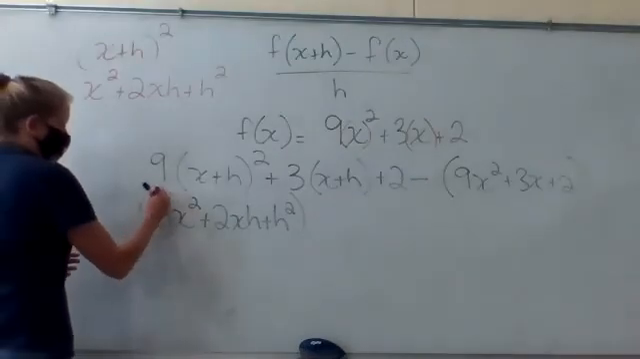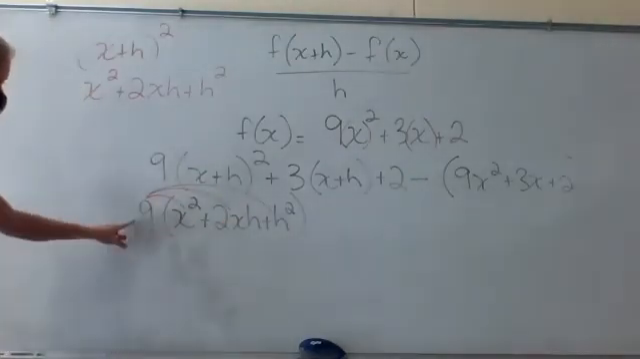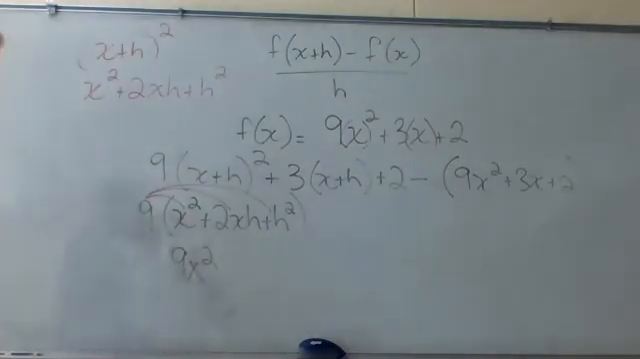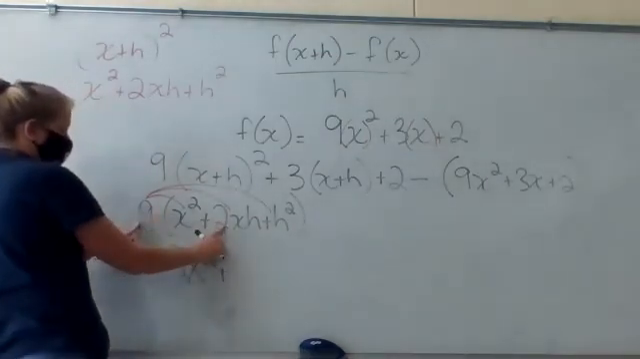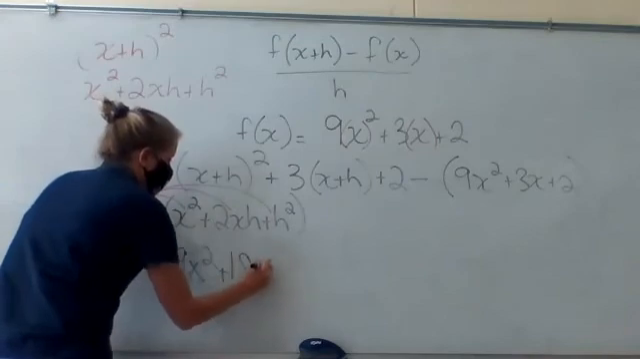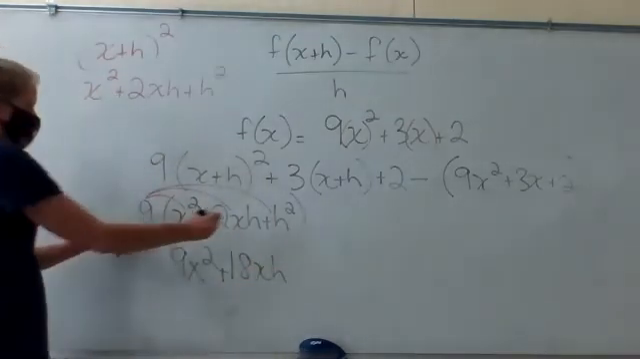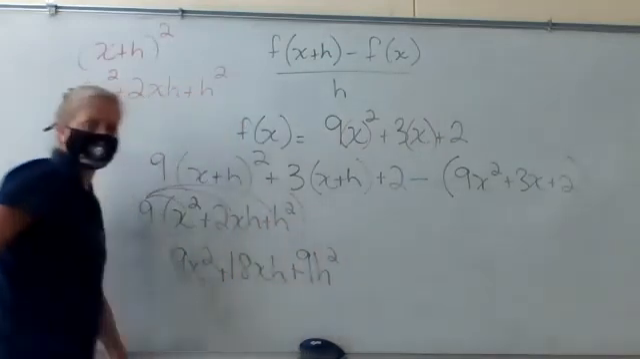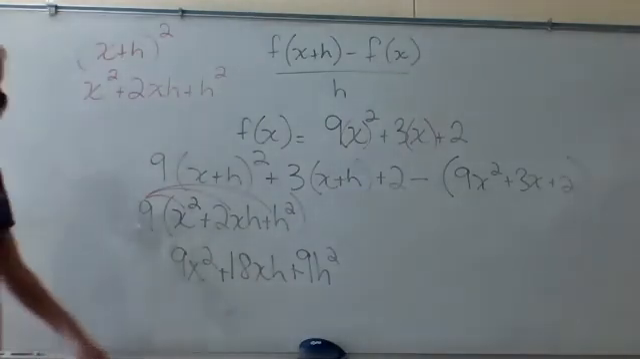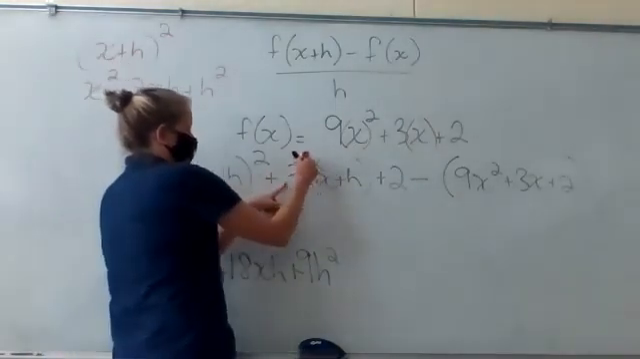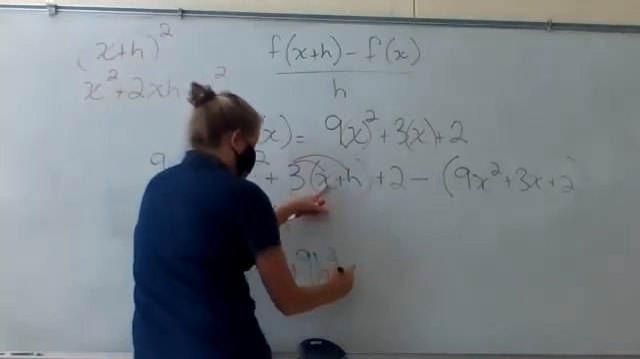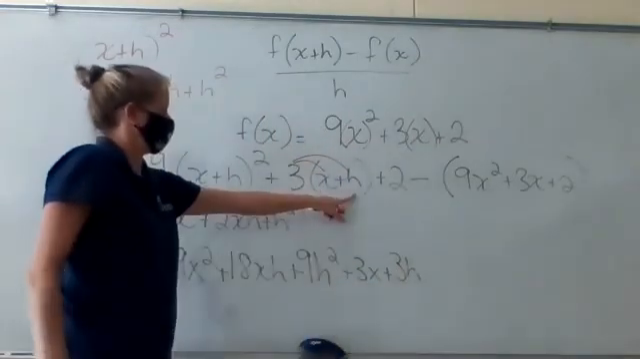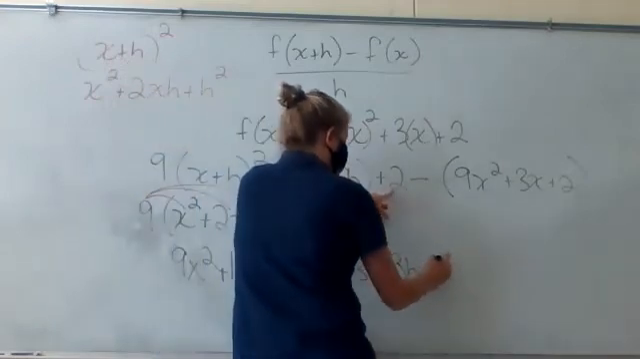Now I'll distribute this 9 to it. 9 times x squared gives me 9x squared plus 9 times 2 gives me 18xh plus 9 times h squared gives me 9h squared. Now I'll distribute the 3 to this parentheses. So that'll give me plus 3x plus 3h. That removes those parentheses, I'll drop down this plus 2.